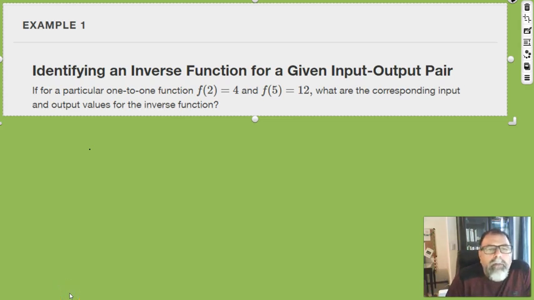Example 1, identifying an inverse function for a given input-output pair. If for a particular one-to-one function, f of 2 is 4 and f of 5 is 12, what are the corresponding input-output values for the inverse function?